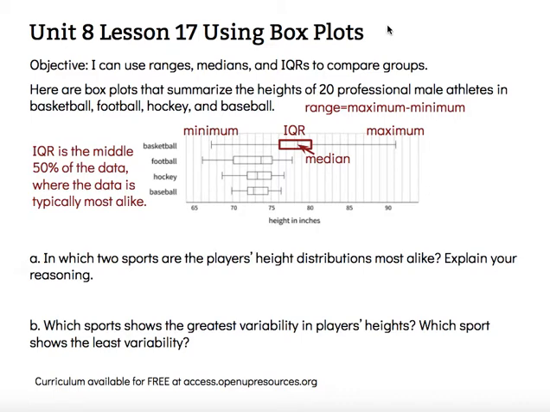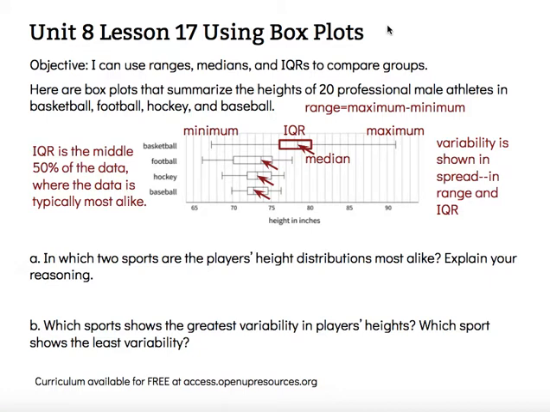Letter A says, in which two sports are the players' height distributions most alike? Explain your reasoning. Well, we can look at three different things to help us determine if the data is alike. We can start by looking at the medians. So each of these three medians are pretty close. They're about the same. They're within a few inches of each other. So we have football, hockey, and baseball so far looking alike because of the medians.